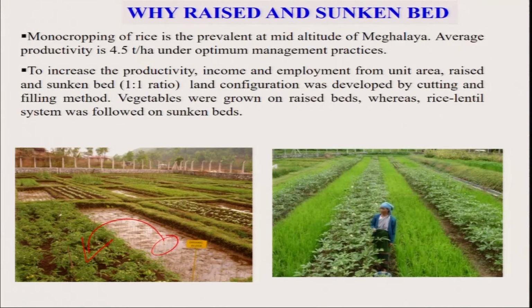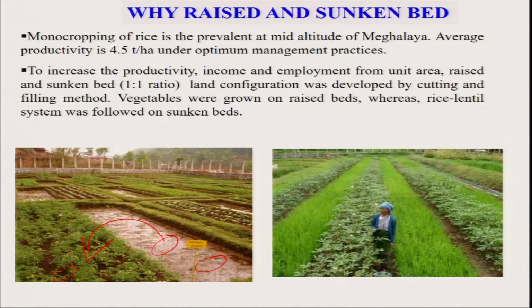So, this is called the raised bed and this is the sunken bed. In the sunken bed we are growing only rice, because rice is very much needed for our staple food, but that is not giving enough price. But if we grow different types of crops, maybe tomato, French bean, carrot, cabbage, cauliflower, we can grow.